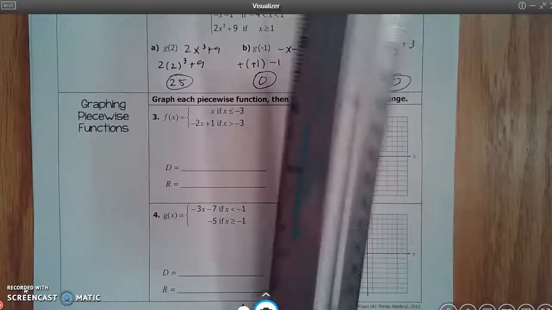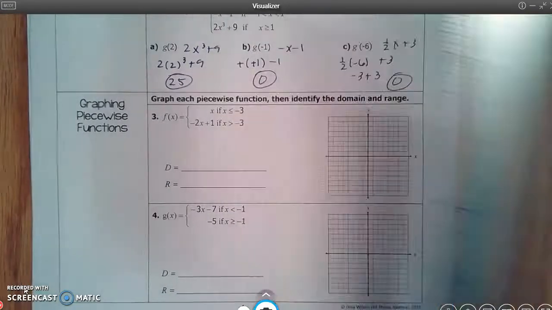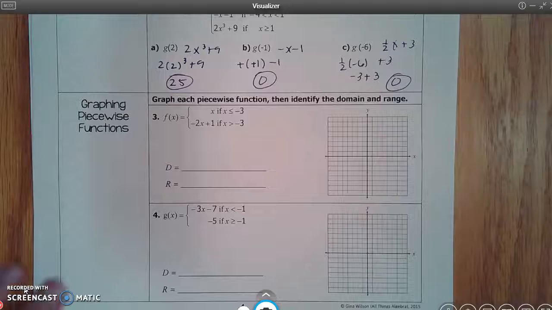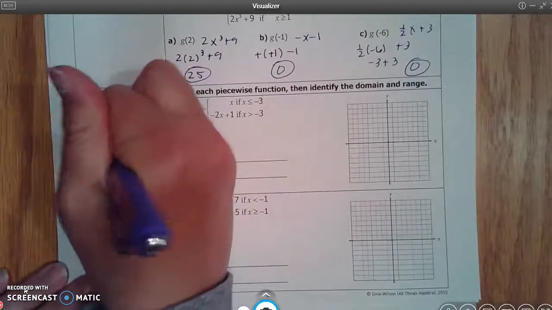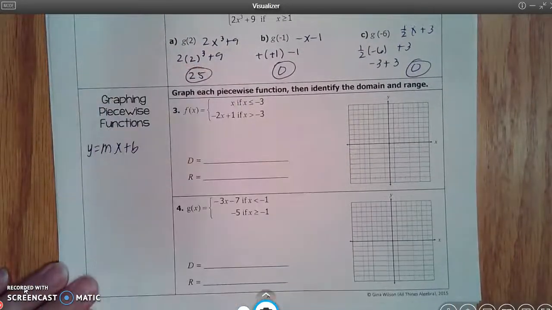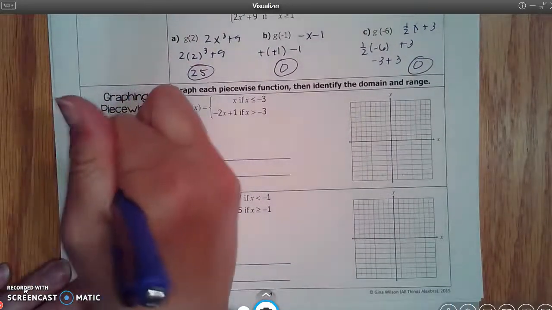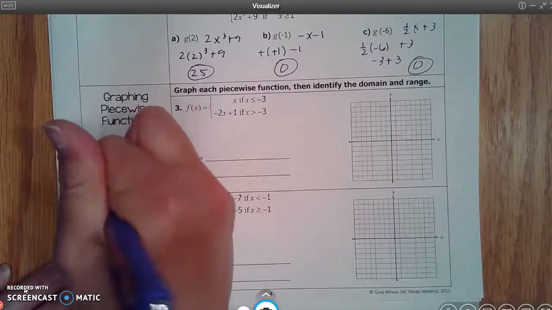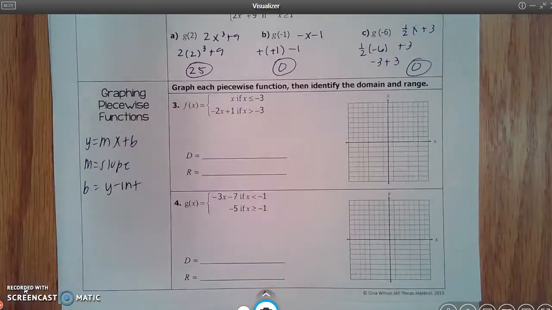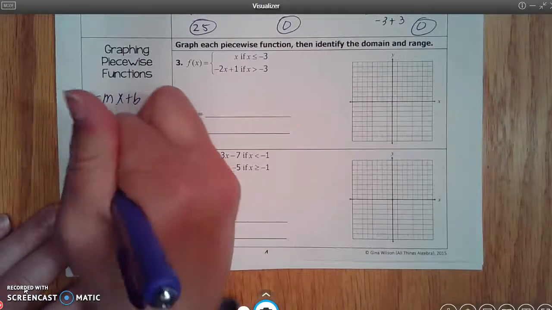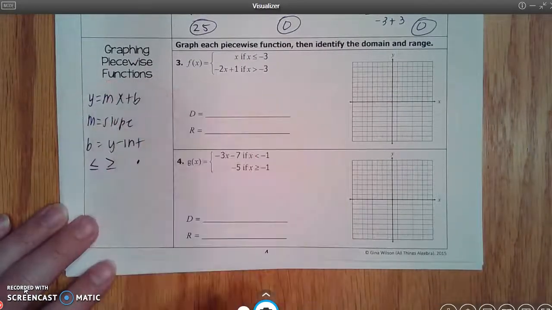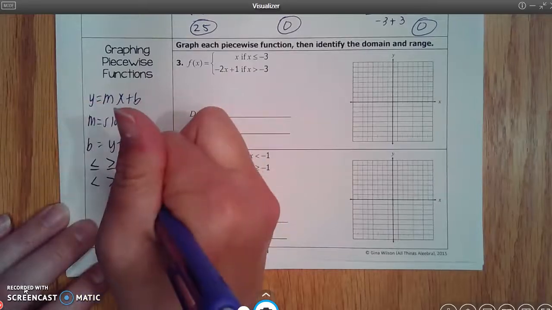Okay, so here comes the fun part. We're going to be graphing. You will need a calculator. You will need a ruler, and you also need to be able to graph. So we need to remember y equals mx plus b, which is slope-intercept form. M is your slope, b is your y-intercept, and this is where your graph is going to start. You also need to remember that if I have less than or equal to, greater than or equal to, we're going to have a closed dot. If I just have less than or greater than, that means it'd be an open dot.